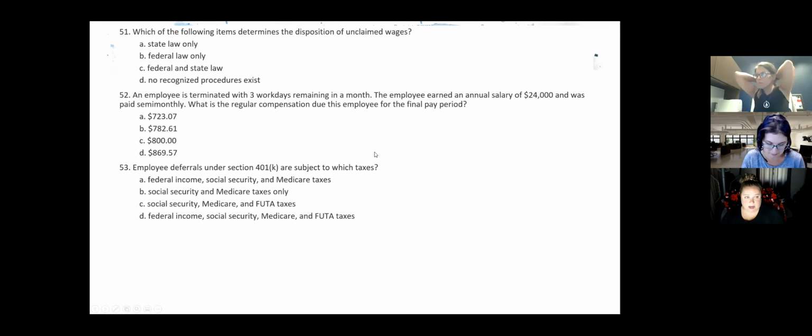It is A, state law determines those, federal doesn't care. So that's a good one.